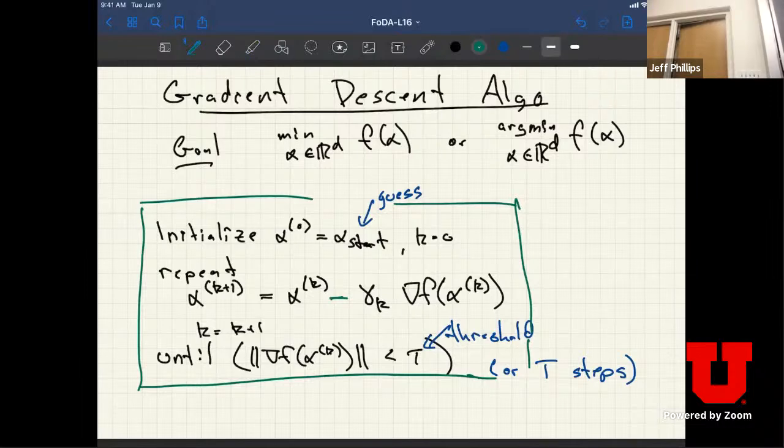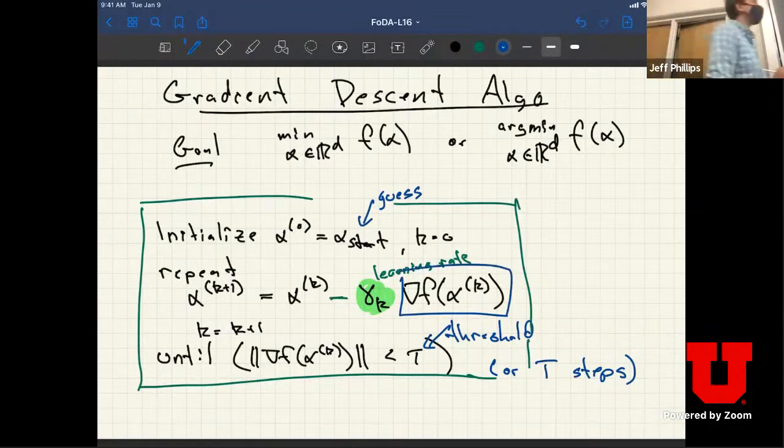This scale quantity here is known as the learning rate. And you see the key thing we need is just this gradient. We don't actually need to evaluate the function anymore. We just need to evaluate the gradient of the function.